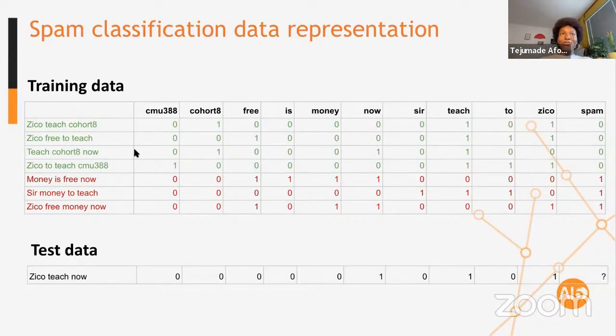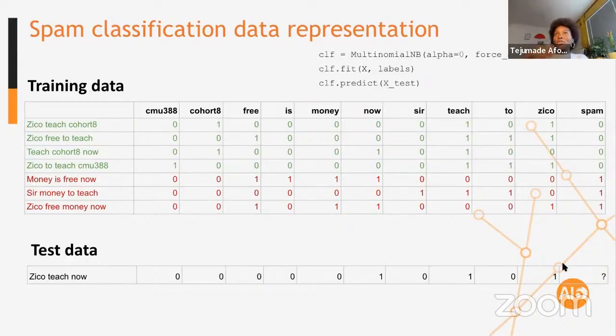Once you have this, for each sentence, if the word exists in the sentence, you just give it a 1. Right now, cohort 8 exists here, then Zico exists, it's a 1. Teach exists, it's a 1, and the class is not spam. You do the same thing for the spam example. Money exists, it's a 1, easy is a 1, free is a 1, now is a 1. The rest of the features are turned off, because they don't exist. You cannot find them. You just do this for all of them. So now you have a data set with rows and columns. You know how to do this already. You can use any machine learning algorithm to solve this now. You just learn based on this data, and once you learn the model, you can make your prediction.